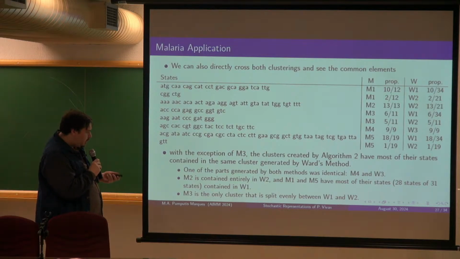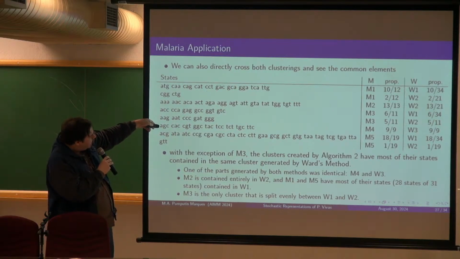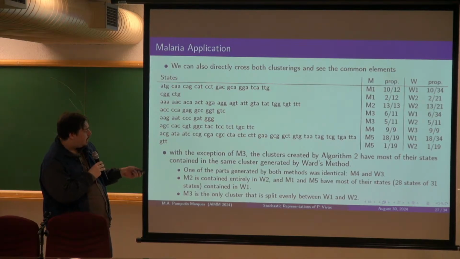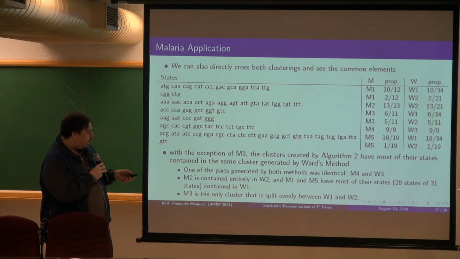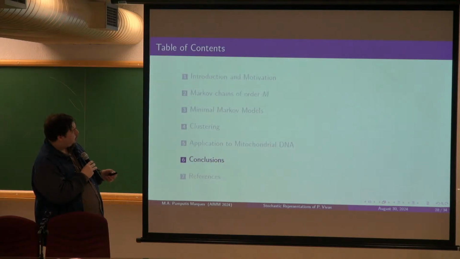So first we have 2 identical parts, as I said before, which are M4 and W3. The 9 elements that are in this cluster were created by both methodologies. And then the other one is that M2 is contained entirely in W2, and M1 and M5 are almost entirely in W1. There are 3 states of M1 and M5 that are not in W1. And M3 is more or less split evenly between W1 and W2. Right?